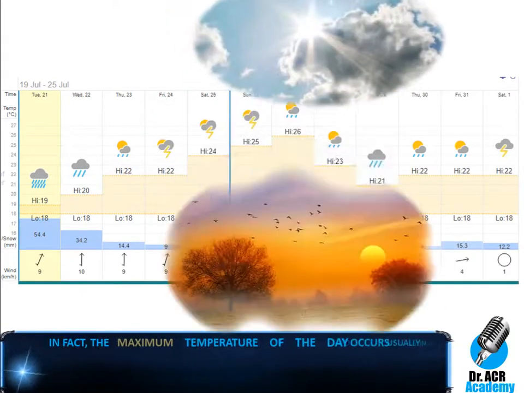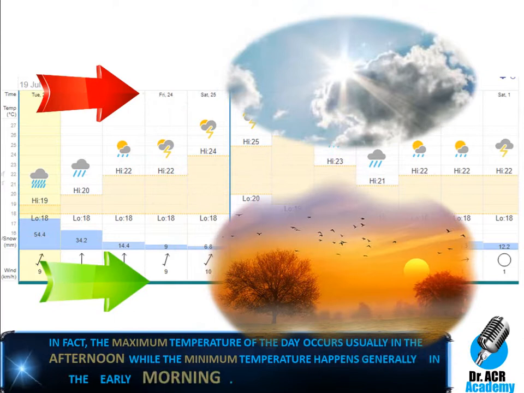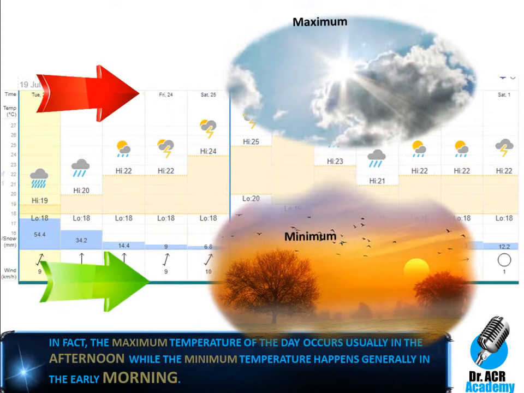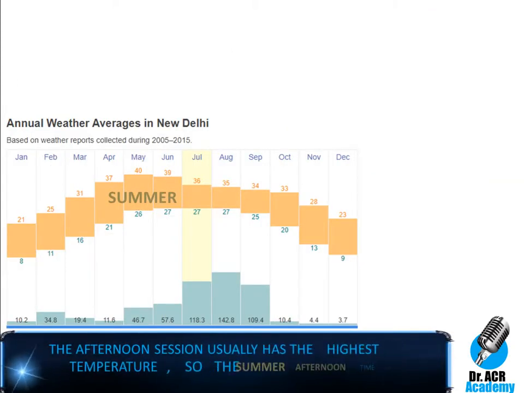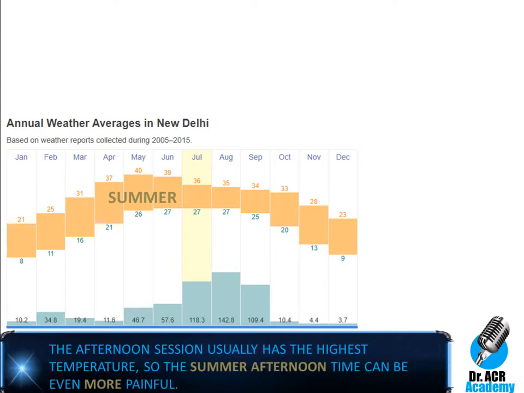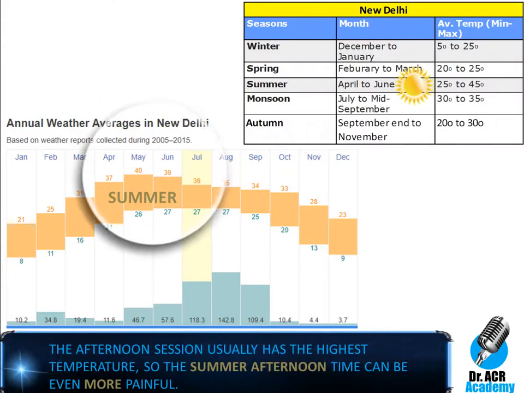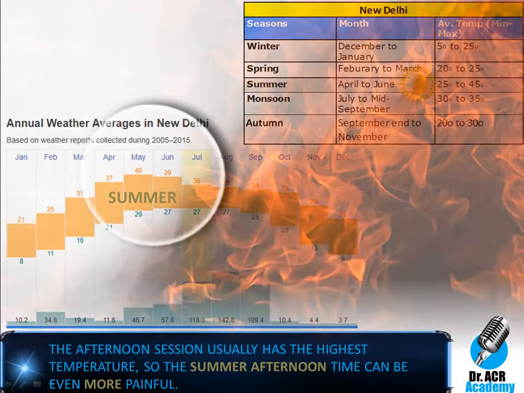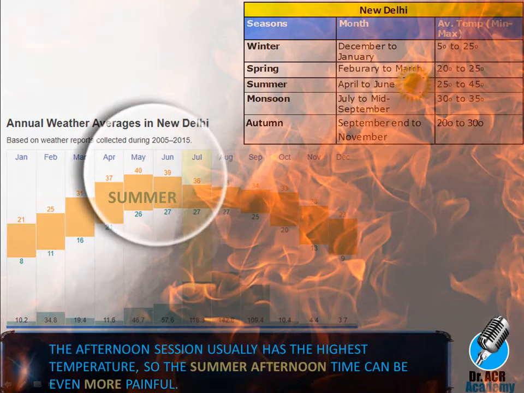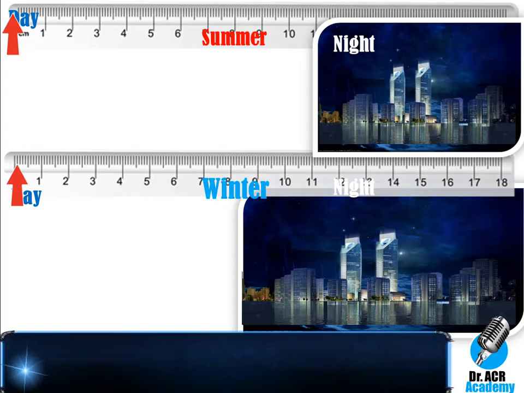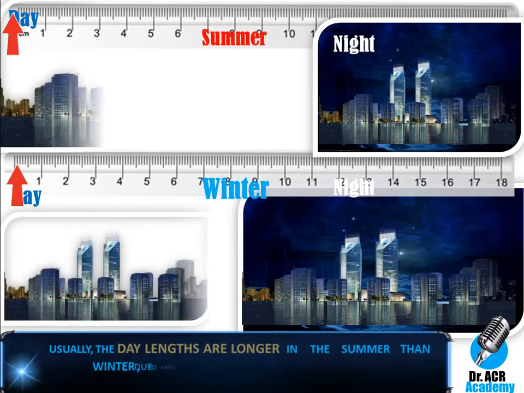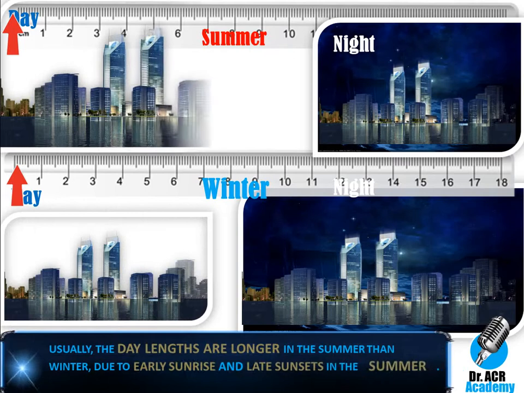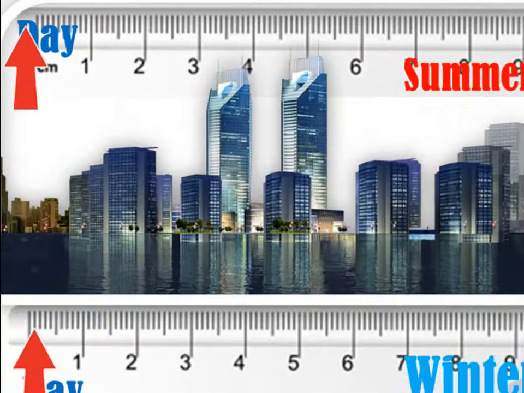In fact, the maximum temperature of the day usually occurs in the afternoon and the minimum temperature generally happens in the early morning. The afternoon usually has the highest temperature, so a summer afternoon can be even more painful. Here you can see that the summer afternoon is very hot compared to other seasons. Usually the day lengths are longer in summer than winter due to early sunrise and late sunset in the summer.